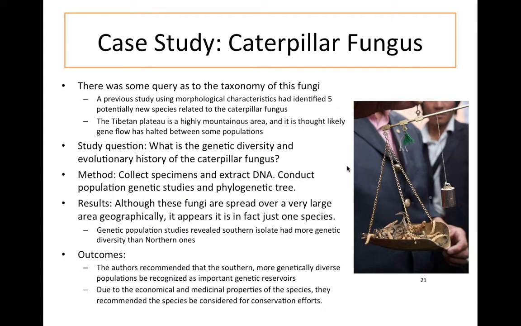They then conducted population genetic studies and a phylogenetic tree. Although these fungi are spread over a large area geographically, it appears in fact that they are just one species. Genetic population studies revealed that the southern isolate had more genetic diversity than the northern ones. So the outcome of this study was that the authors recommended that the southern, more genetically diverse populations be recognised as important genetic reservoirs. Due to the economical and medicinal properties of the species, they recommended the species be considered for conservation efforts.